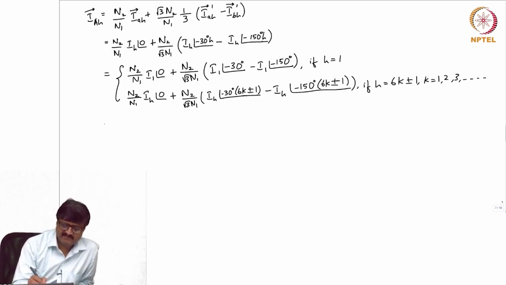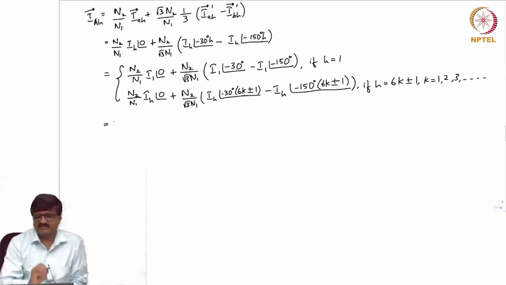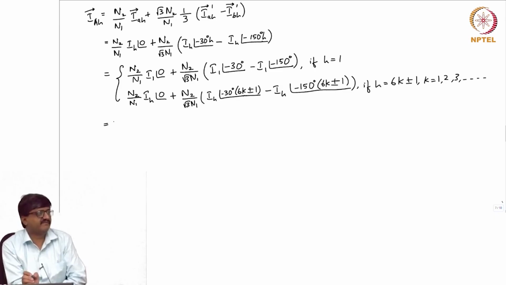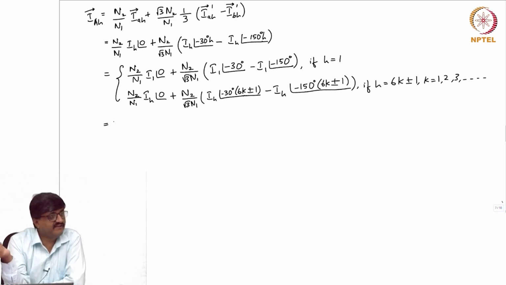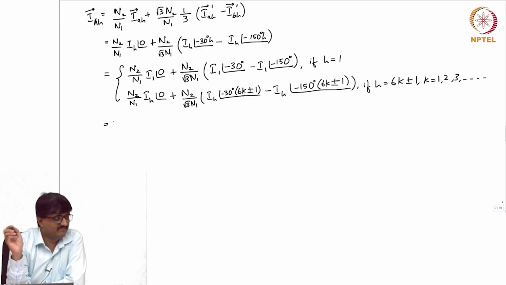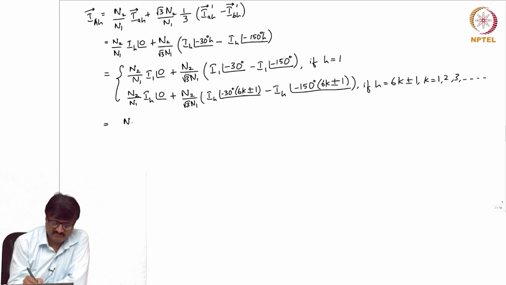Now, the intention of going to special cases is simplifying. Say, now we can simplify. Suppose H is equal to 1, can we simplify? What is I1 at an angle minus 30 minus I1 at an angle minus 150? Is it I1 at an angle 0? Phase angle is correct. Root 3 I1 at an angle 0. So, okay, let me write one more step.